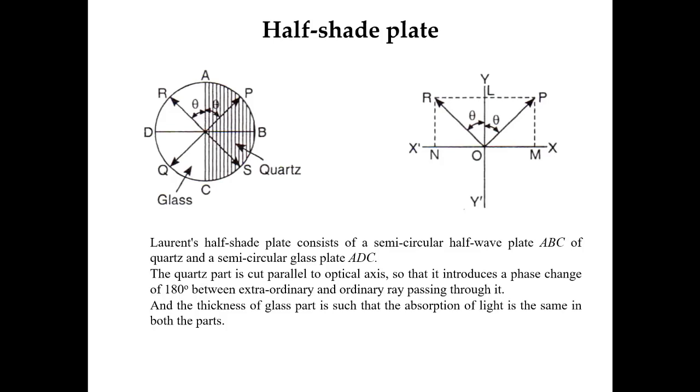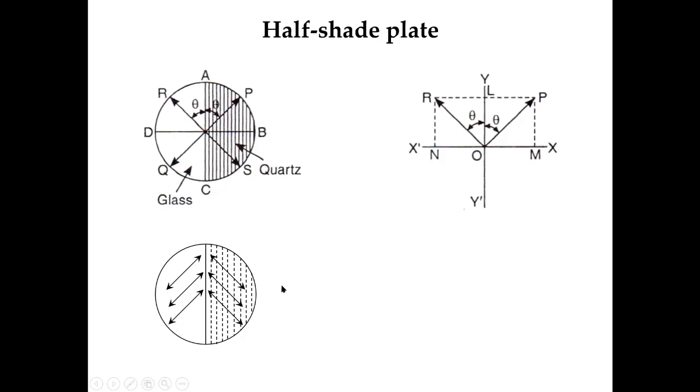Now the resultant of extraordinary component OL and ordinary component ON will be OR, making an angle theta with y-axis. Thus, the vibration of the beam emerging out of quartz will be along RS. So these are the vibrations which are emerging from the quartz, and these are the vibrations which are emerging from the glass plate. This is the situation when the light will emerge from the half-shade plate. The angles of both the vibrations from the optic axis is the same, which is equal to theta.